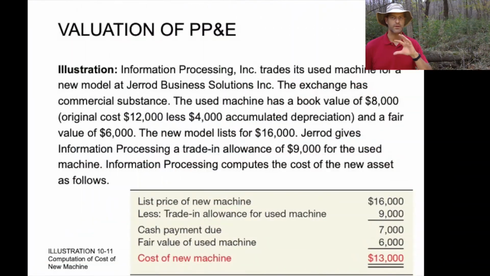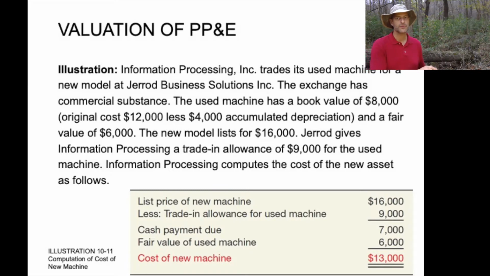So we have Information Processing Inc. trades its used machine for a new model at Jerry Business Solutions. The exchange has commercial substance, so they can recognize a gain or a loss. The used machine has a book value of $8,000 and a fair value of $6,000. So it's worth $6,000. Its book value is $8,000. The new model lists for $16,000. Jerry gives Information Processing a trade allowance of $9,000 for the used machine. Now, it's a trade allowance of $9,000, but the machine only has a fair value of $6,000. So they're giving them more than what the fair value is, which accounting just kind of ignores.